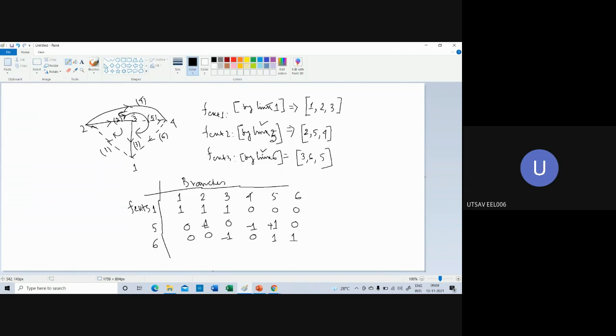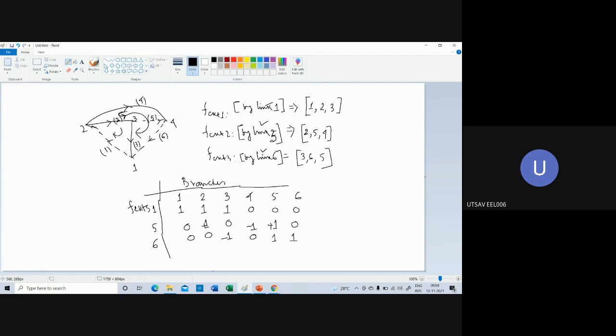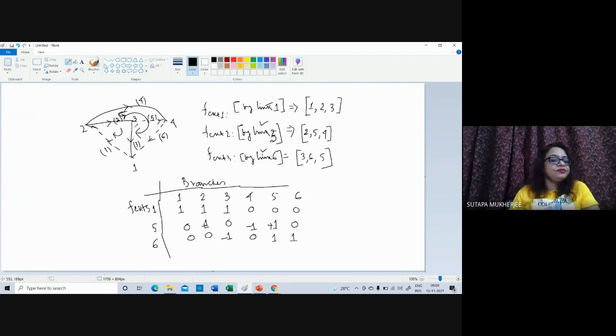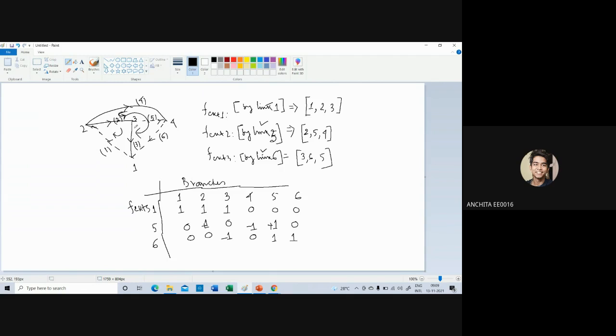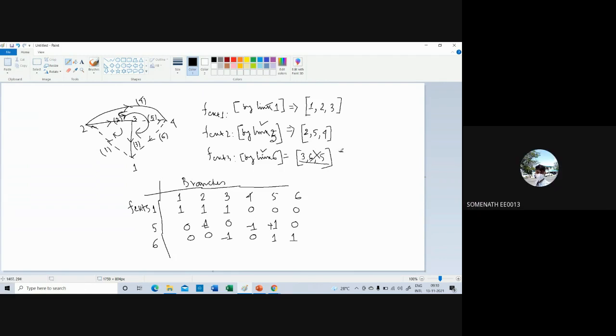Now come to fundamental circuit 6. What will happen? How many branches are associated with 6? 6, 5 and 3. 3, 6, 5. This is not correct. This 6 is not correct.